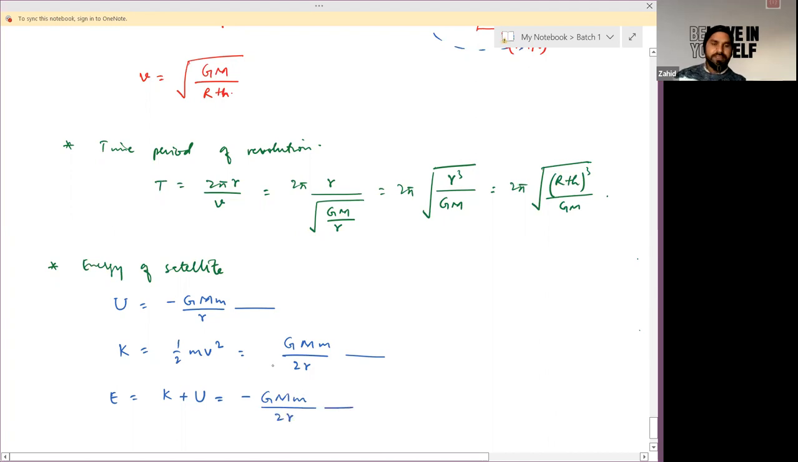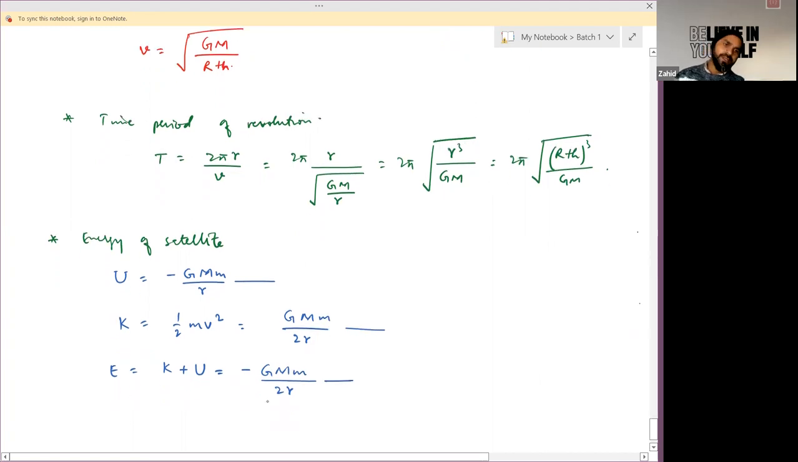Now we have these three different energies. So we can relate these three terms as: total energy is just opposite in sign of kinetic energy. So it will have negative sign and it will be half of potential energy, that is U by 2. So this is the relation between these three different energies.